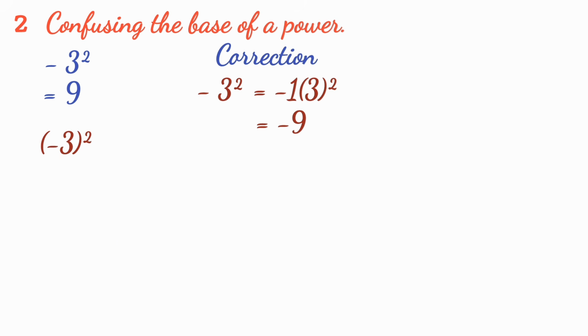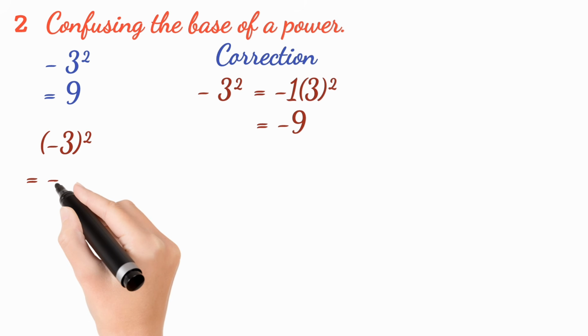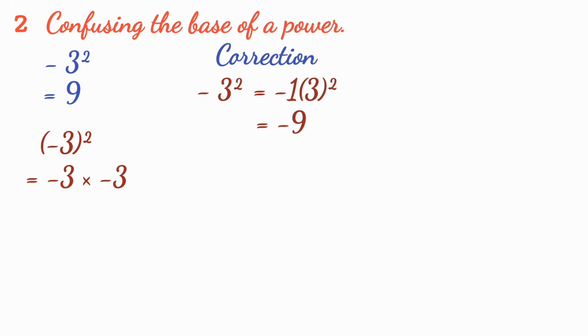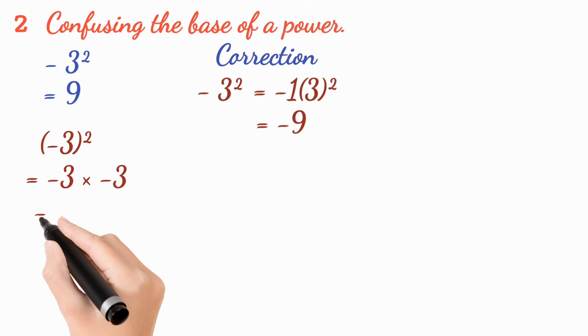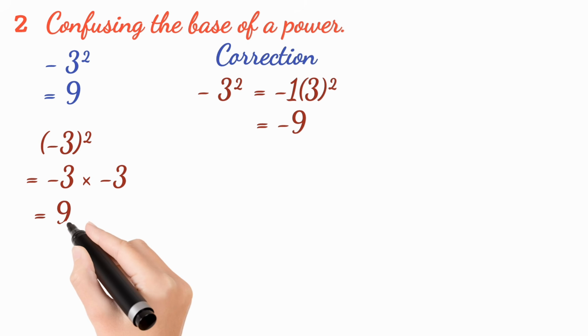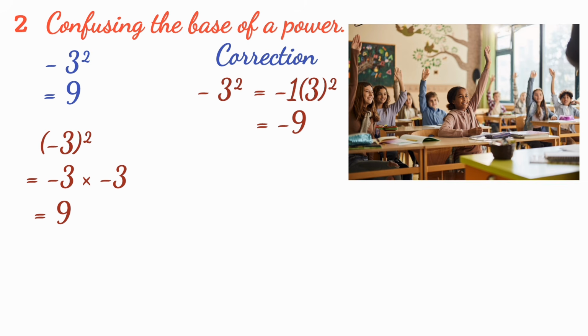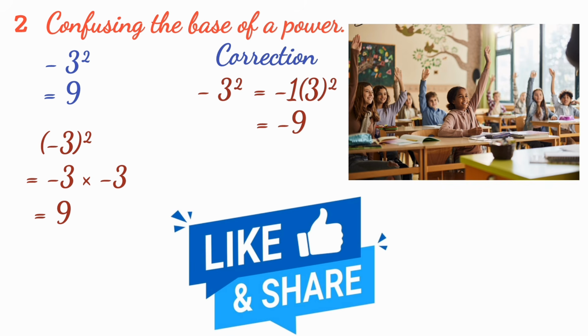But if we write minus 3 whole square, it means the square is on both the minus sign and 3. So we can write minus 3 into minus 3. So minus minus plus, 3 3s are 9. So don't be confused. Your concept should be clear: what is minus 3 square and what is minus 3 whole square.